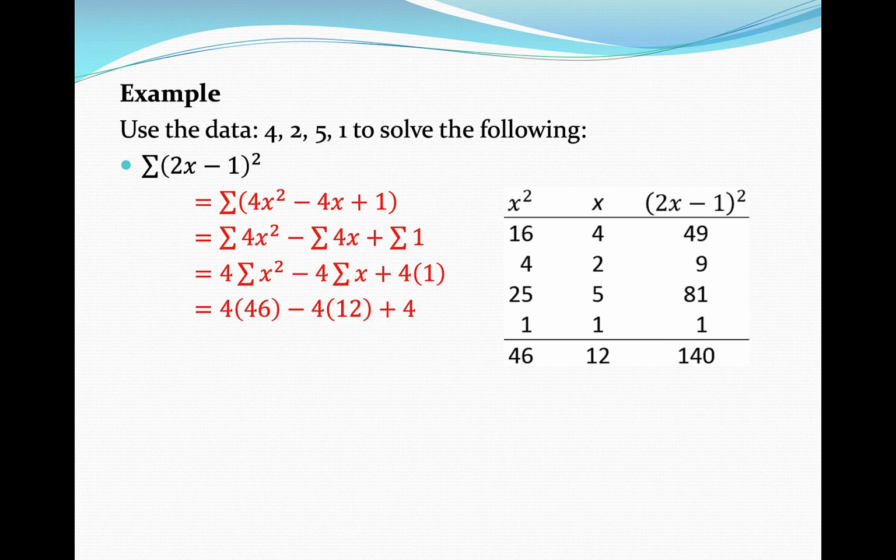Now we plug in. We know the sum of x squared is 46. That's given to us in the table to the right. So we take 4 times the sum of the x squareds. The sum of the x squareds is 46, so we just plug that in. Then we get minus 4 times the sum of x. The sum of x is 12, so again we plug that in and we get 4 times 12. And then we get plus 4 times 1, or just 4. If you work out the math there, you'll get 184 minus 48 plus 4, which gives you 140, which is what we should expect. It's the same thing as we got whenever we did this using the table.